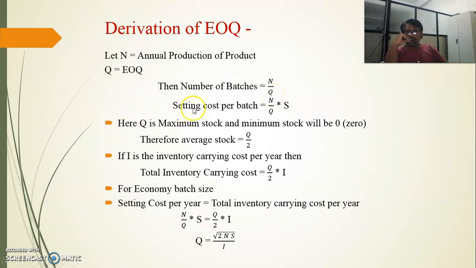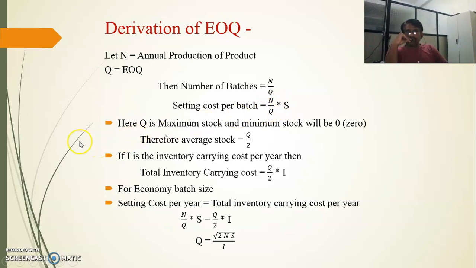If S is the setting price or the setting cost per batch, that means to set up this batch, to call the batch inside to get it produced, so whatever the setting will be required, and on that whatever the setting cost the company has put. So if suppose S is the setting cost per batch, so for total batches the cost becomes N by Q into S, because total batches will be N by Q, and this is the setting cost of one batch.